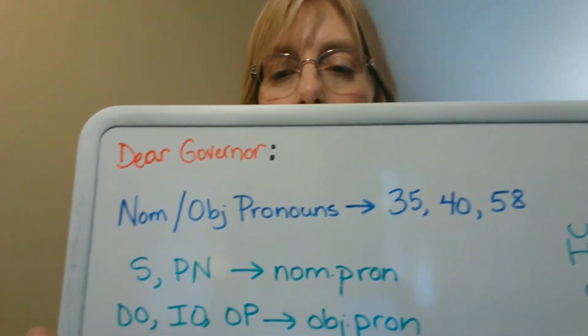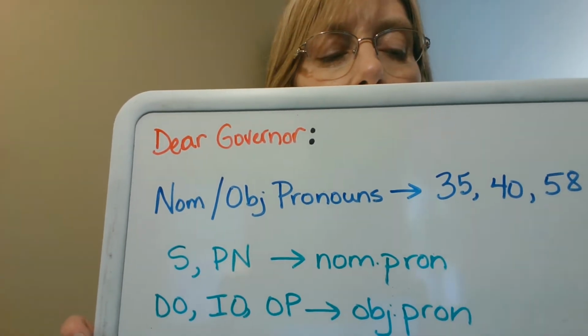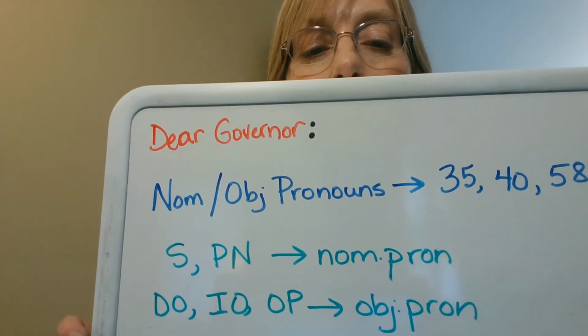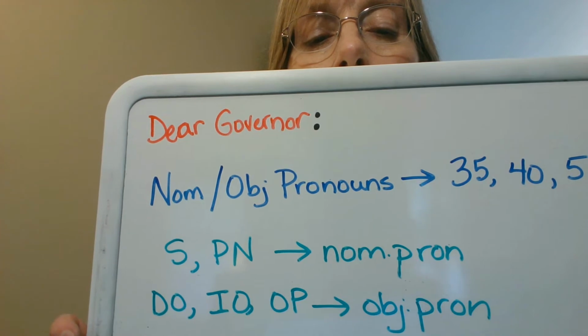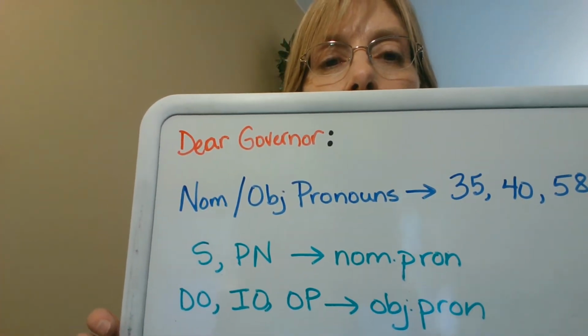All right, to keep that all straight, what you might want to do is, up by nominative pronoun, in the margin right there, put S and PN by nominative pronoun, and DO, IO, and OP next to objective pronoun. So you keep straight in your head which ones can be used for which purpose. Okay. All right. First example is A.